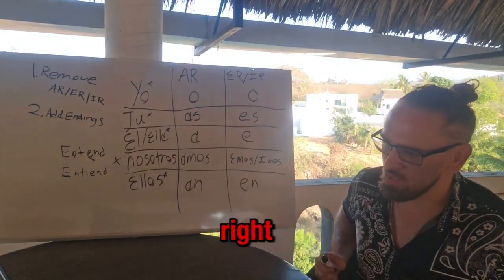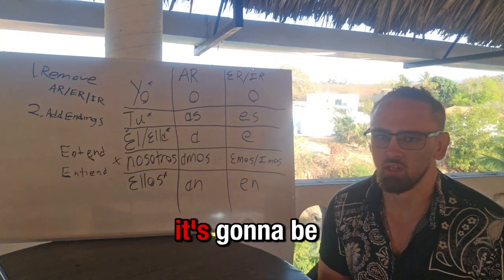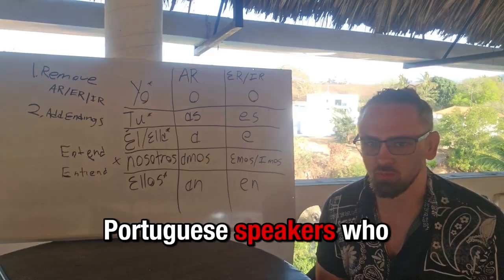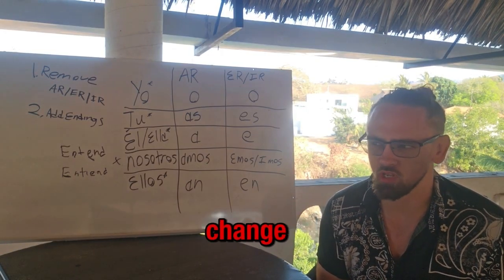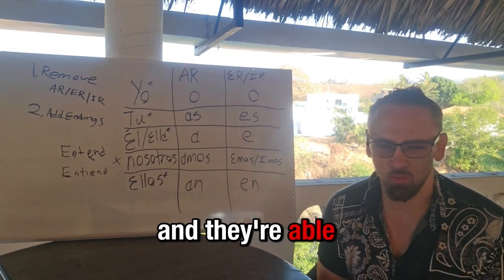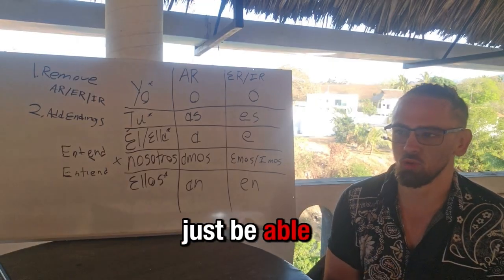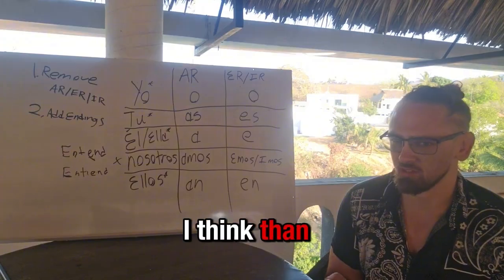but then we have entienden, right? Now, if and when we inevitably mess this up, it's really not the end of the world. It's gonna be close enough to be understood, right? I've met many Portuguese speakers who have been in Mexico who do not employ this stem change because it's not part of Portuguese, and they're able to be understood perfectly fine. So it's not the end of the world, right? But again, I want you to just be able to start to recognize them. The stem changers we can practice with a lot easier, I think, than the go verbs.